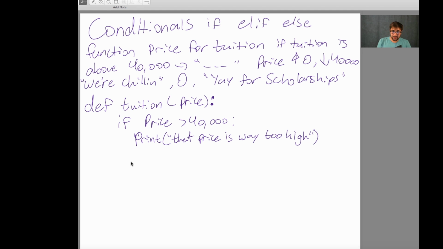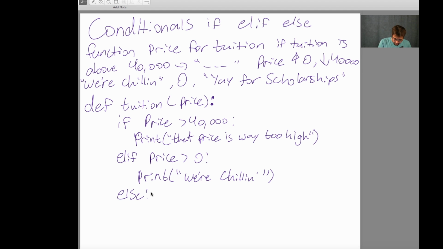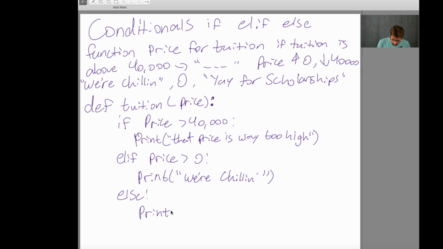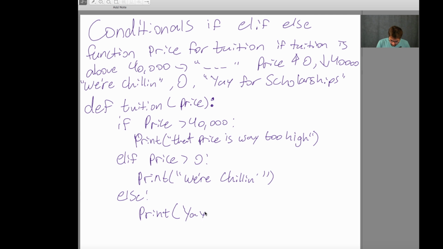And then the next thing we want to do is check if it's above zero. What we already know is that anything that's above 40,000 is going to go through this line. So if we do an else if, we just have to check if price is greater than zero. We already know that it's less than 40,000 if it's getting to this line. So if price is greater than zero, we want to print we're chilling. Then finally, if it's none of those things, we want to print yay for scholarships.